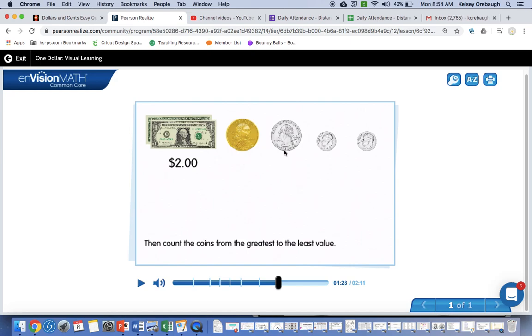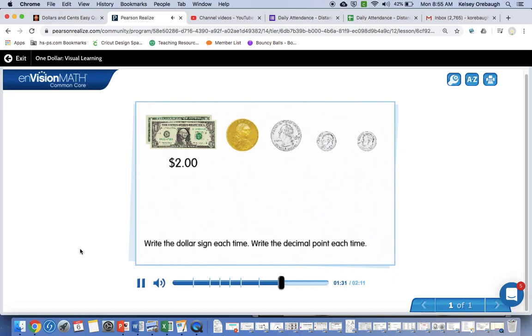Then move on to your quarter. $3 plus 25 cents would be $3.25. Then move on to your dime. Your dime is worth 10 cents. $3.25 plus 10 is $3.35. Plus 10 more is $3.45. So altogether, we have $3.45.